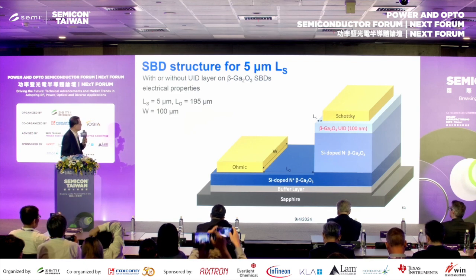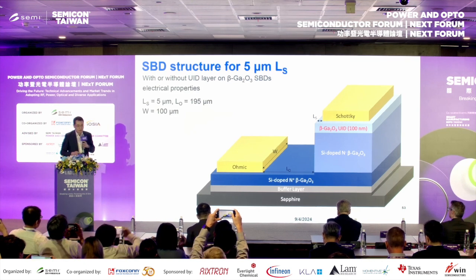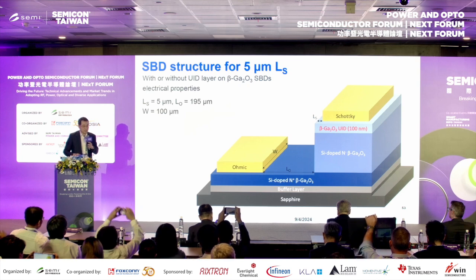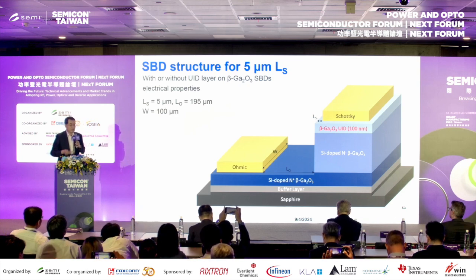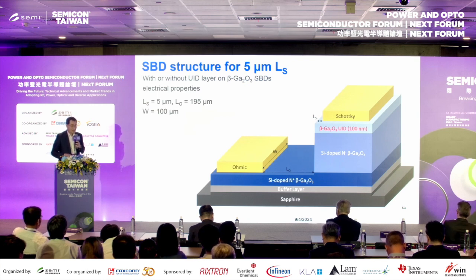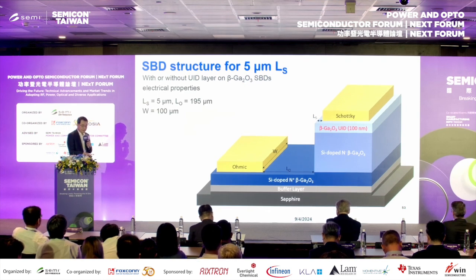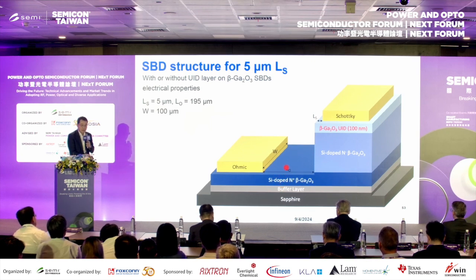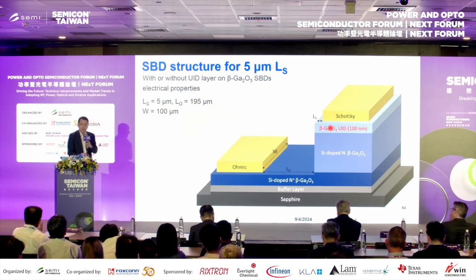This is the Schottky barrier diode structure for the 5 micron LS length, with or without UID, on the sapphire substrate. We can directly see this is the sapphire and this is the buffer layer, and using the tail, doped silicon doped N+ gallium oxide. Then this is for the ohmic contact, and if we add a UID material, then the Schottky barrier diode performance will become better.